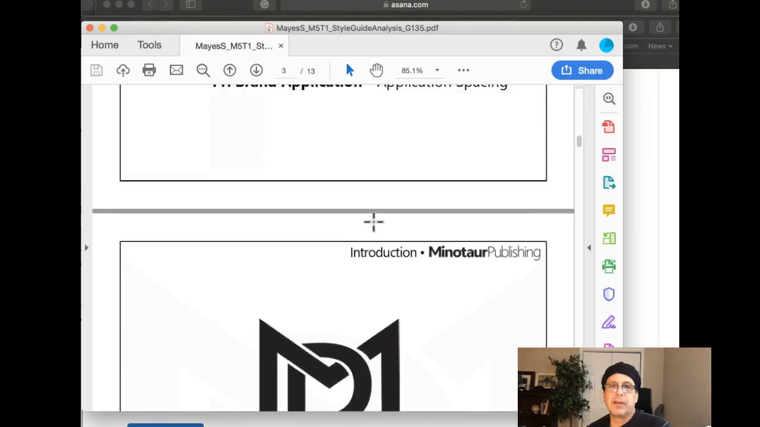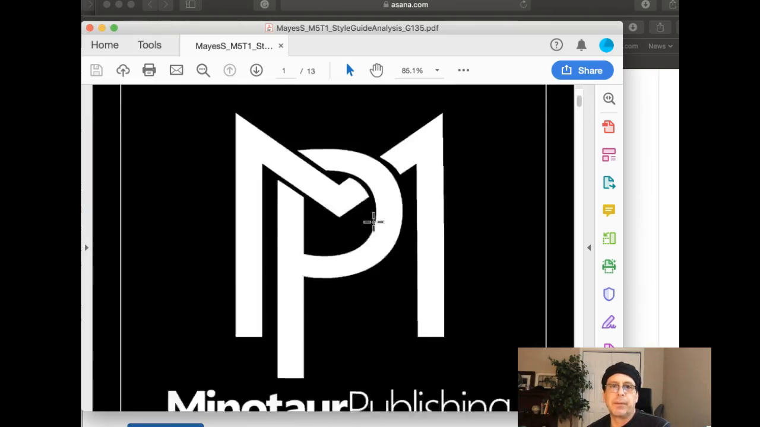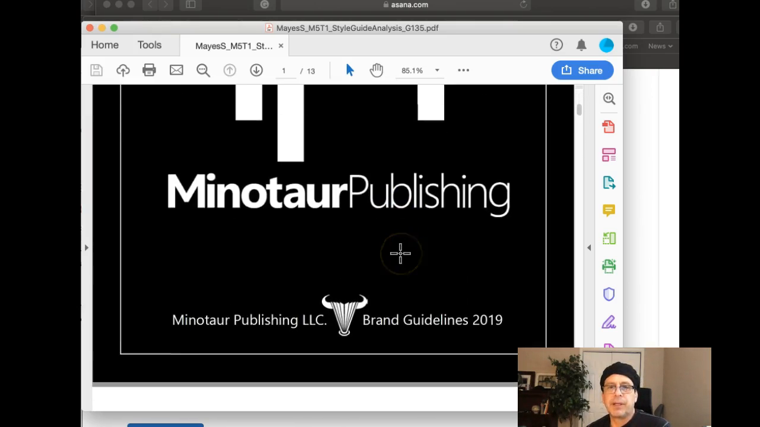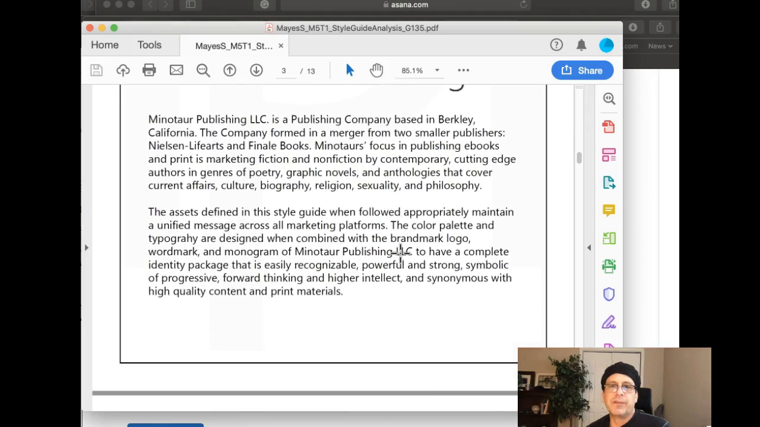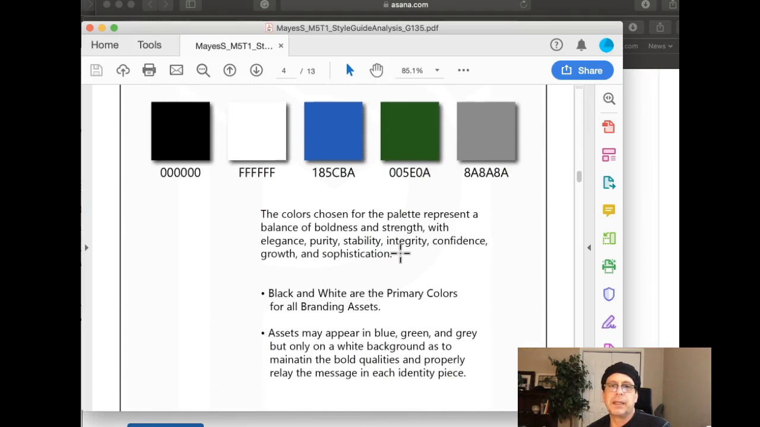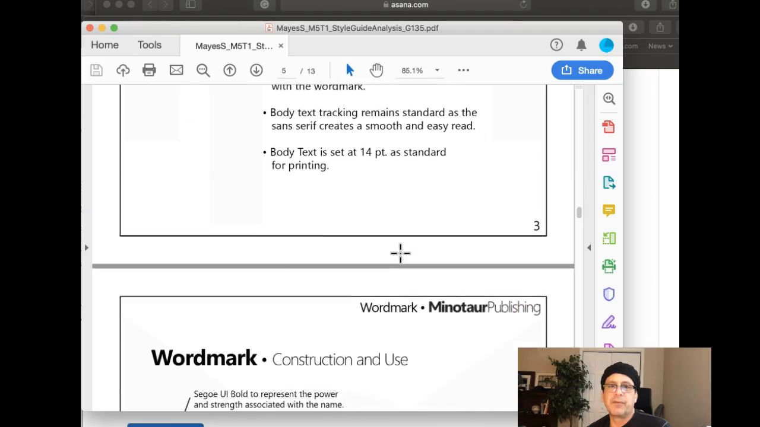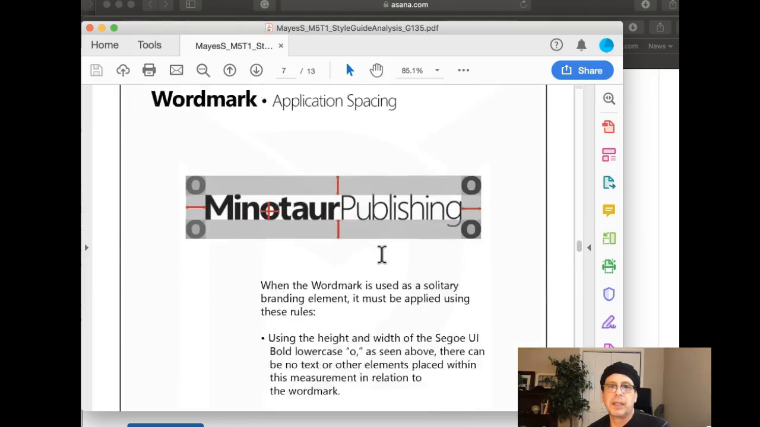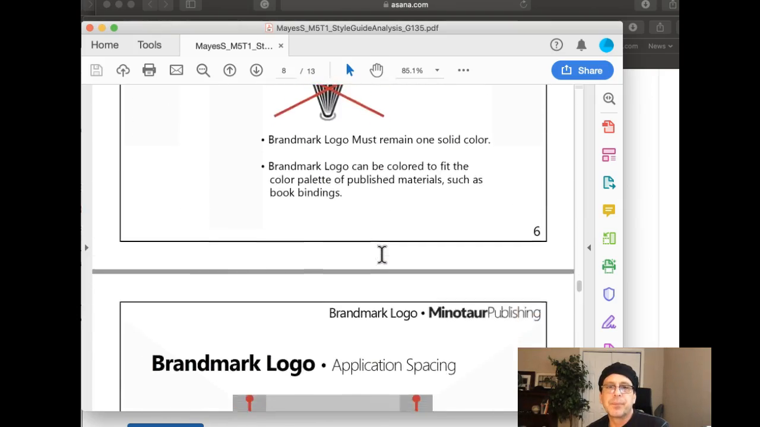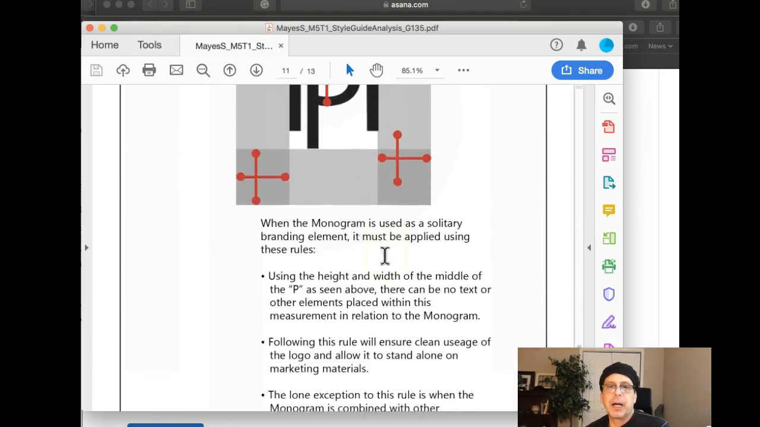The style guide itself is fantastic. Really good job there. So those are my only recommendations: to tighten down that branding in terms of what is acting as what, and get that solid and tight, so we have a very solid word mark, a very solid logo, and a very solid monogram. All right, great job.